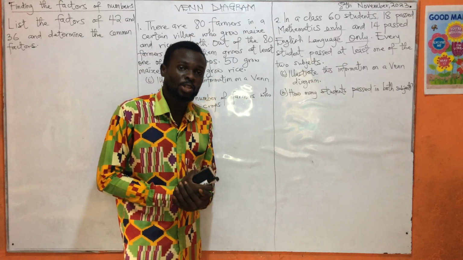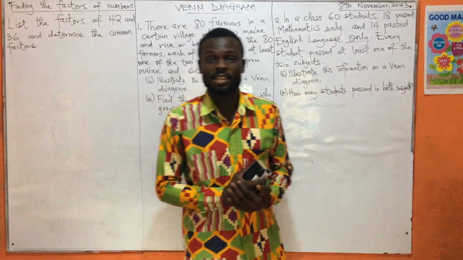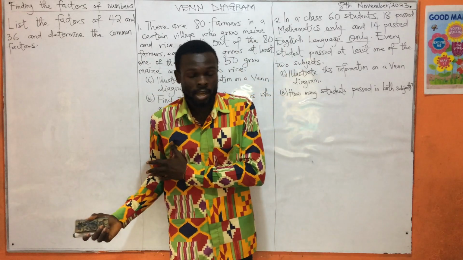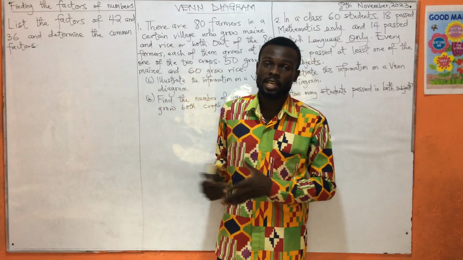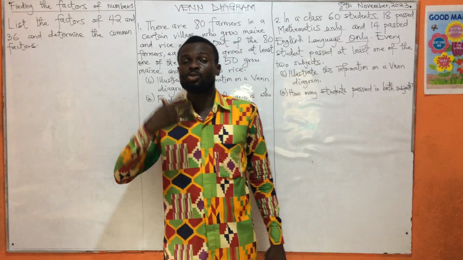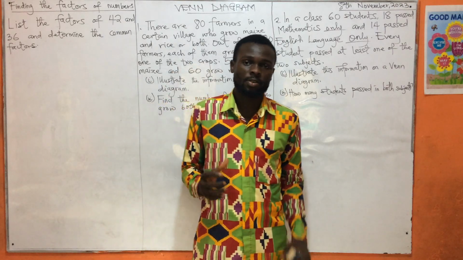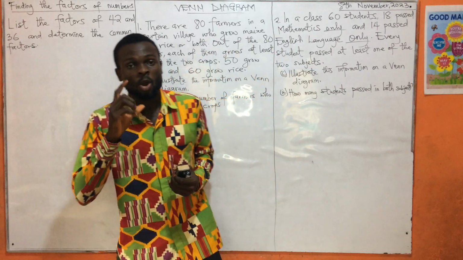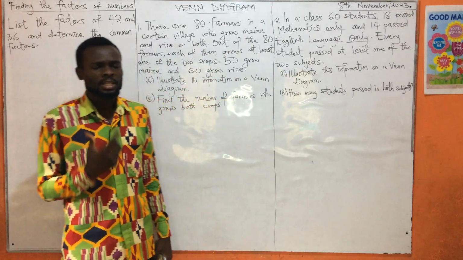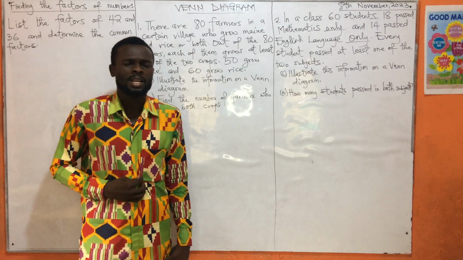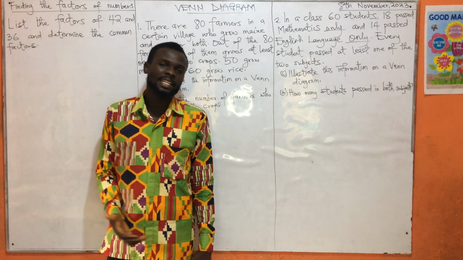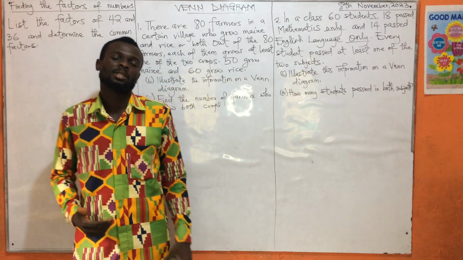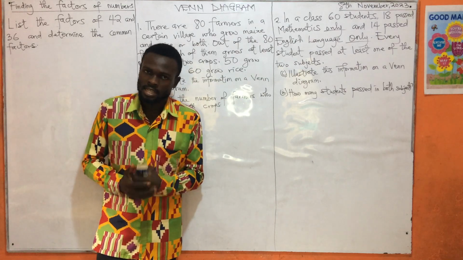We want to continue with our Basic 8 lesson. Currently, on Basic 8, we are looking at how to write the set of factors of a given number. We want to continue from there by looking at finding the set of factors of a given number.